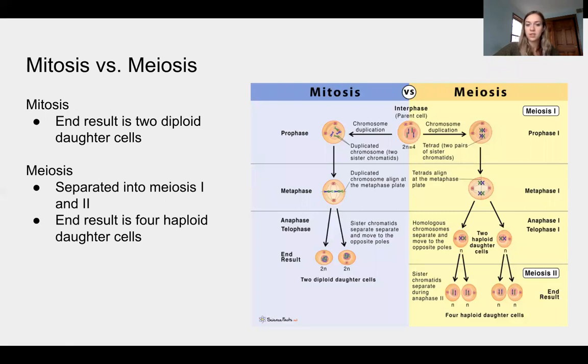So a few differences between mitosis and meiosis, aside from the number of chromosomes that you have. Mitosis is just the one phase, but meiosis is split into meiosis 1 and meiosis 2. And that is so you can have 4 daughter cells at the end. So it's basically like doing 2 rounds, except in the second round, there's no chromosome duplication at all.